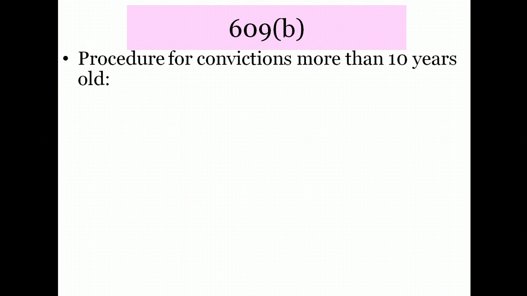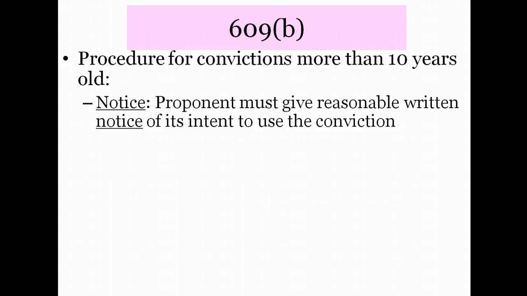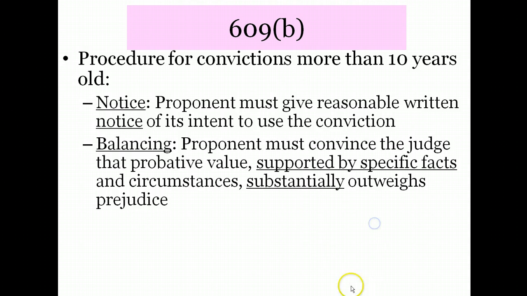When 609(b) does apply, the rule requires that the proponent give reasonable written notice of its intent to use the conviction, and then it imposes a strict reverse 403 standard. In order to use the conviction, the proponent must convince the judge that the probative value of the crime, supported by specific facts and circumstances, substantially outweighs prejudice.